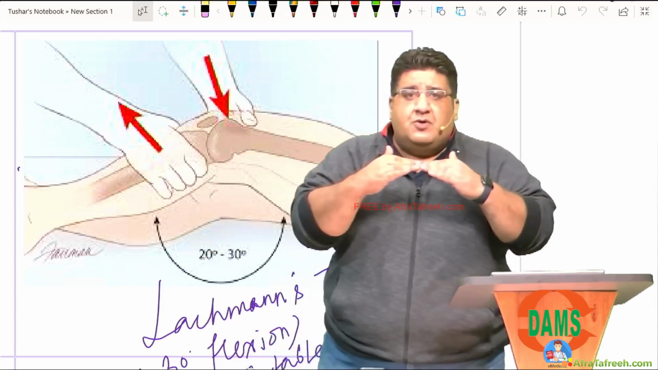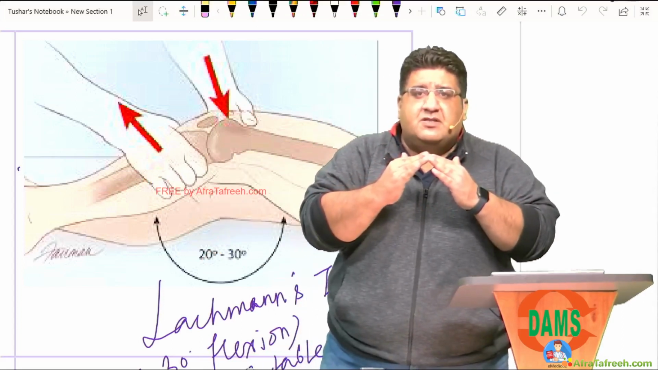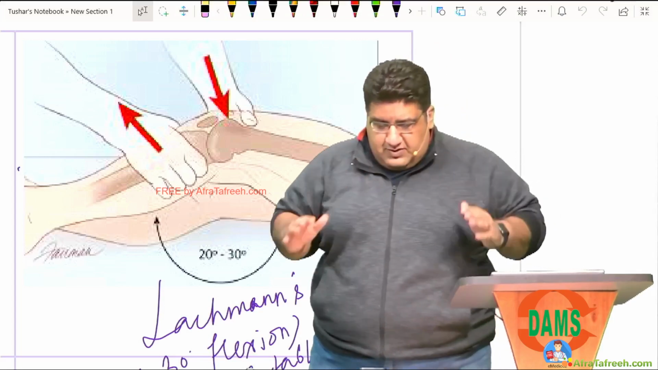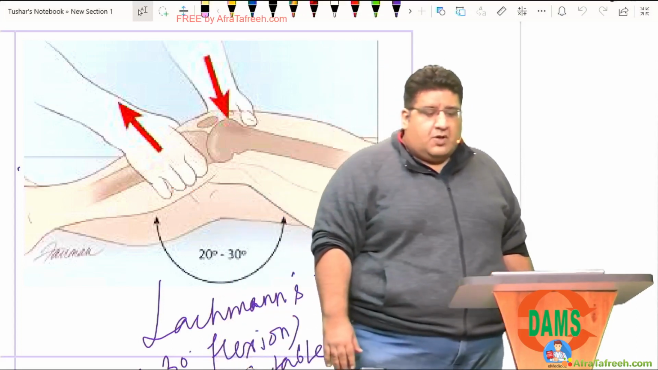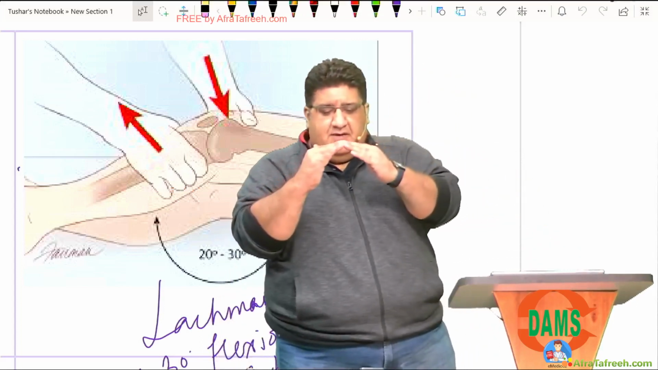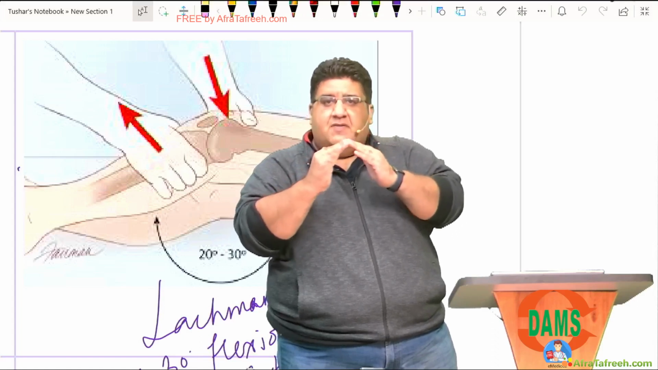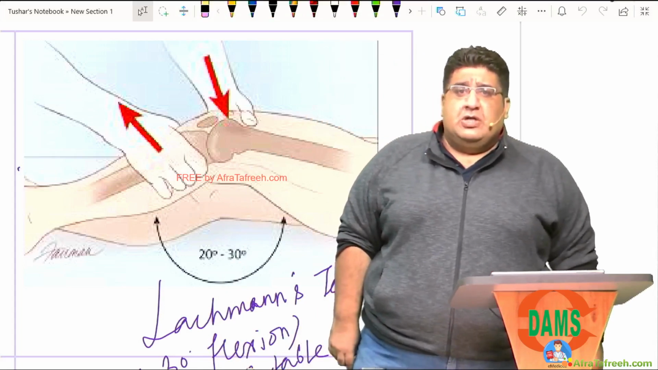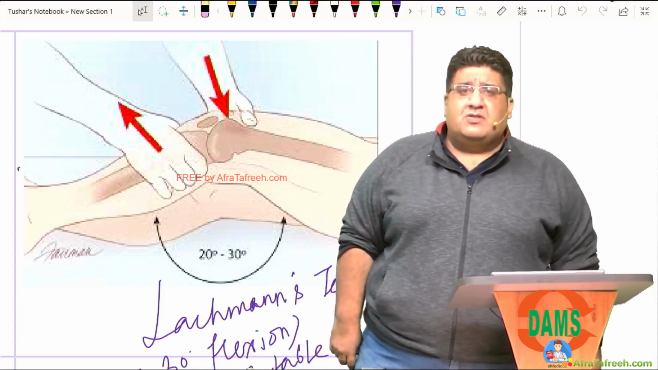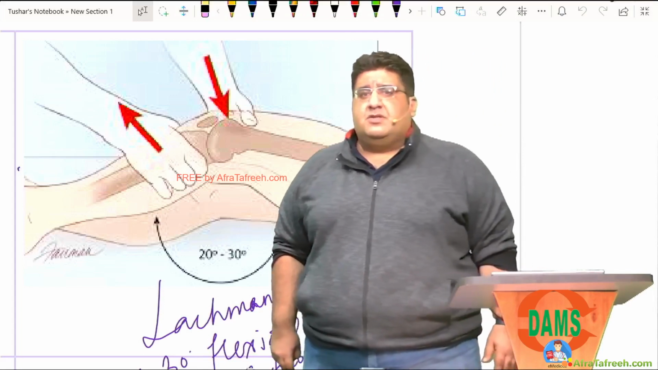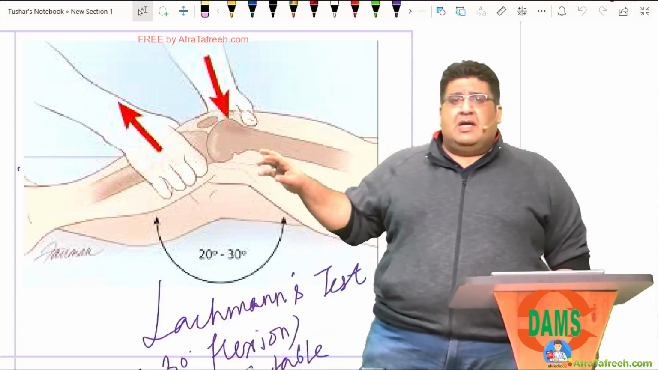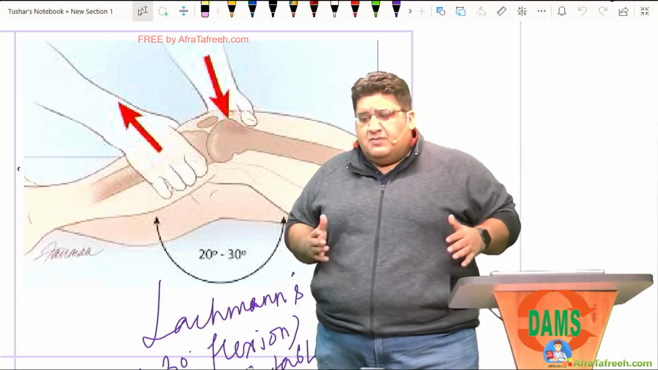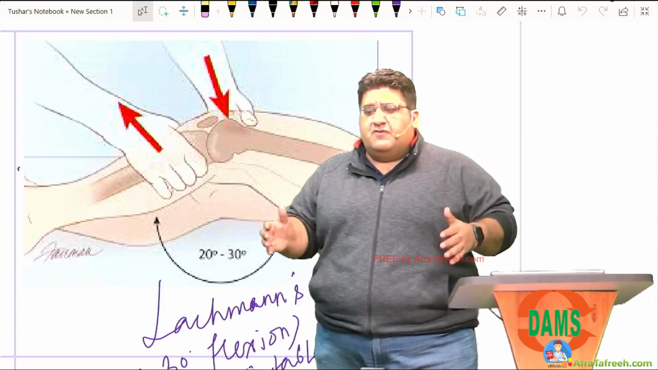Similarly, in the knee joint, I want you to understand that 30 degree knee flexion is the most important position. Why? Because in 30 degree knee flexion, the capsular volume is maximum. I repeat, 30 degree knee flexion is the most comfortable position of the knee joint because capsular volume is maximum in this position.